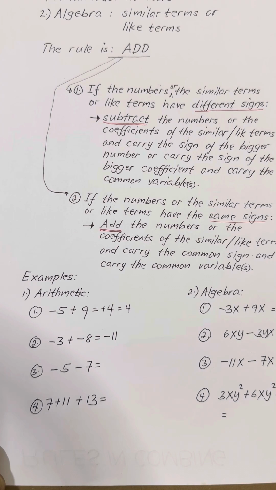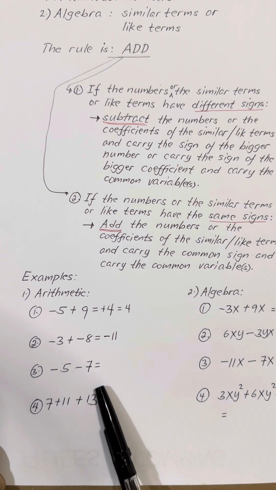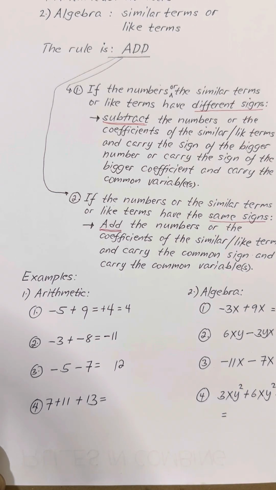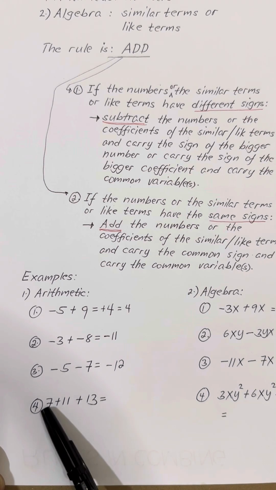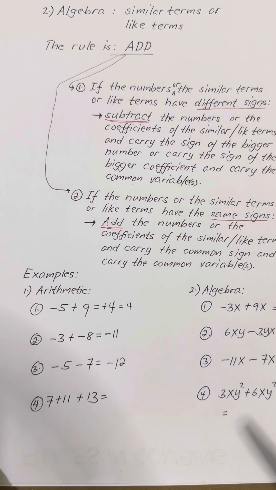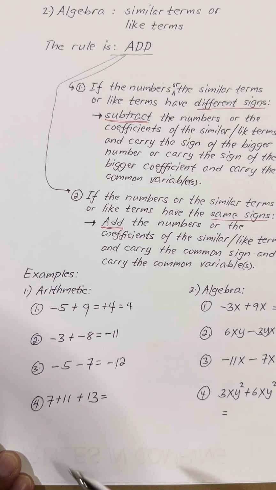The next example: -5, -7. We want to combine them so that we will have only one number. Again, they have the same sign, so you just add them. 5 plus 7 is 12. Their common sign is negative, so just write the negative sign. How about the last one? We have this one understood to have a positive sign: positive 7, positive 11, positive 13. So all of them have the same sign.